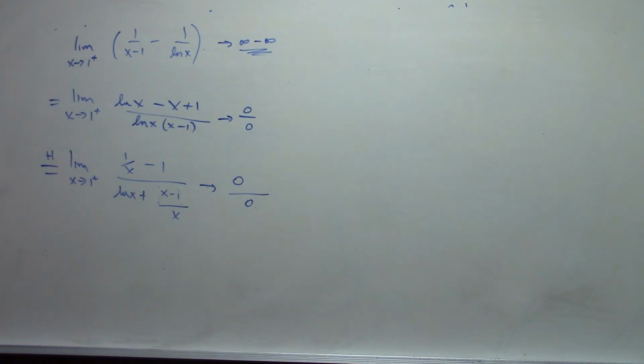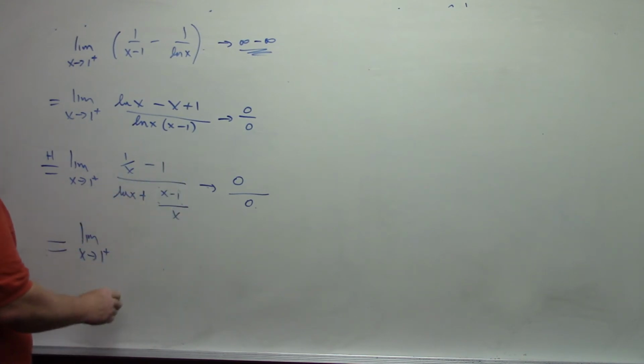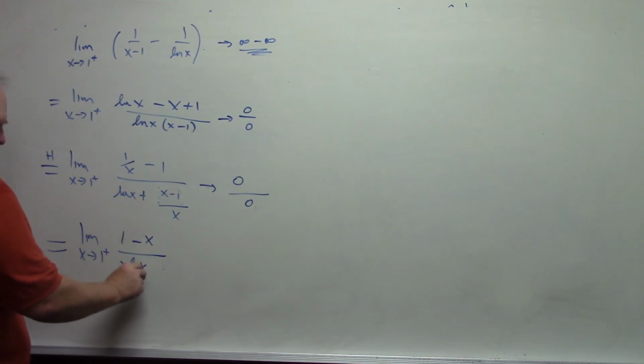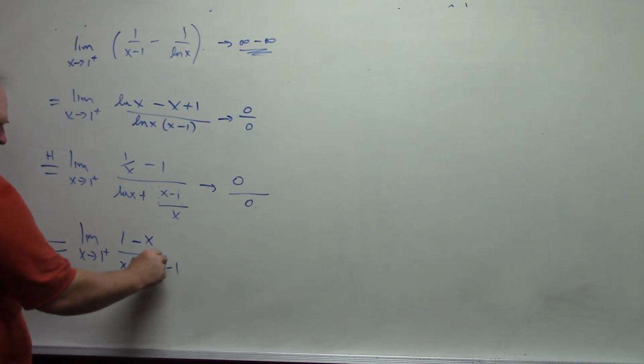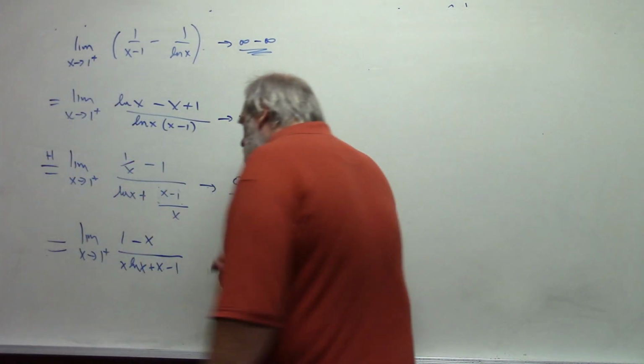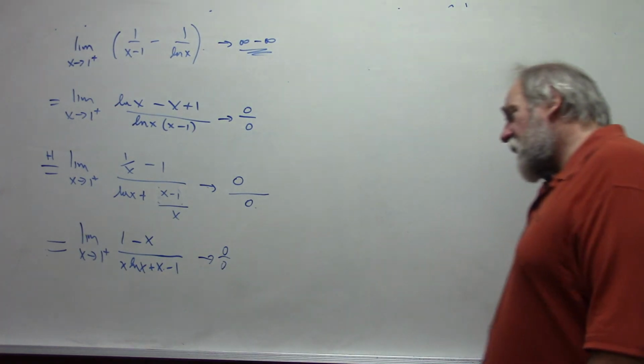Before I continue on, let's simplify this a little bit. This is regular algebra step simplification. I will multiply everything by x over x to the big fraction. I get 1 minus x over x ln of x plus x minus 1. Okay? Notice I didn't put L'Hopital here. This is an algebra step. This is still approaching 0 over 0. I like writing things are approaching so I can see what's happening.